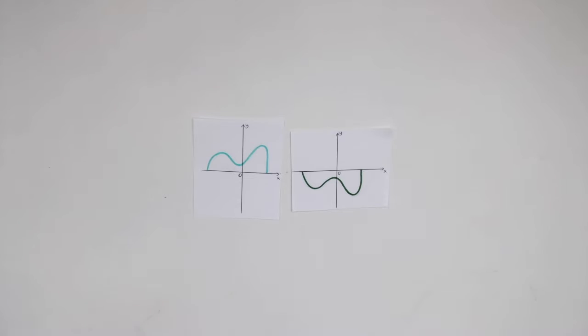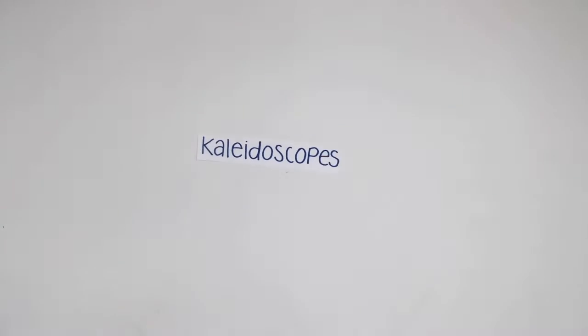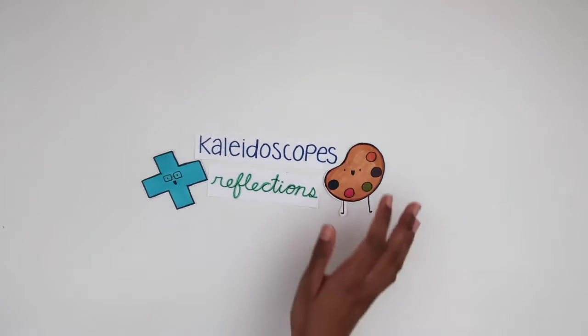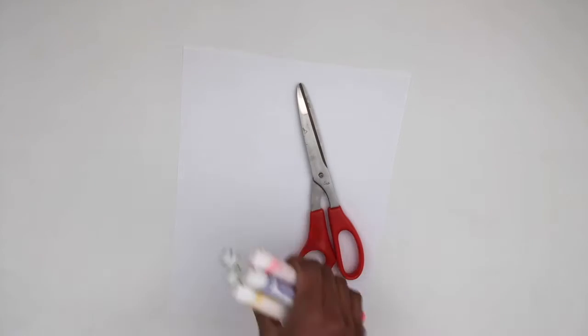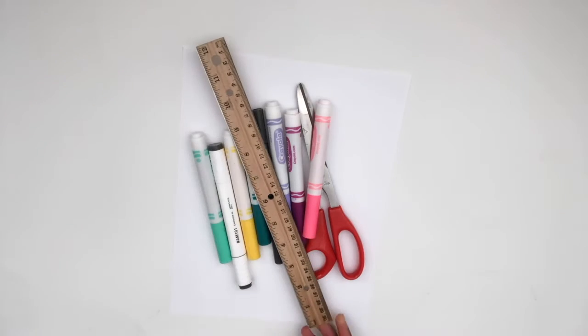Graphs like these play an important role in mathematics, and these special curves are reflections of each other. And today we will be making a kaleidoscope, which uses reflections in its design. For this project, you will need a piece of white paper, some scissors, colored markers, a black marker or Sharpie, a ruler, and a pencil.